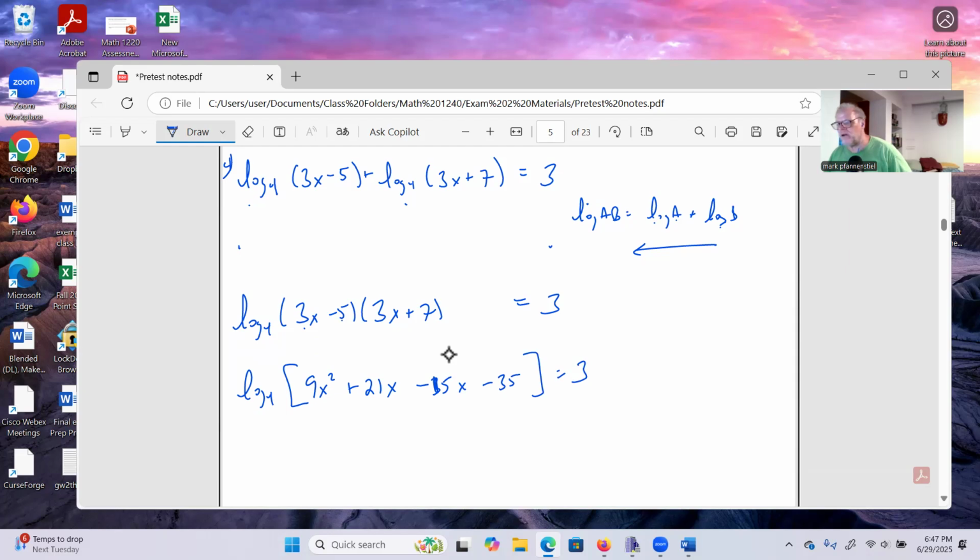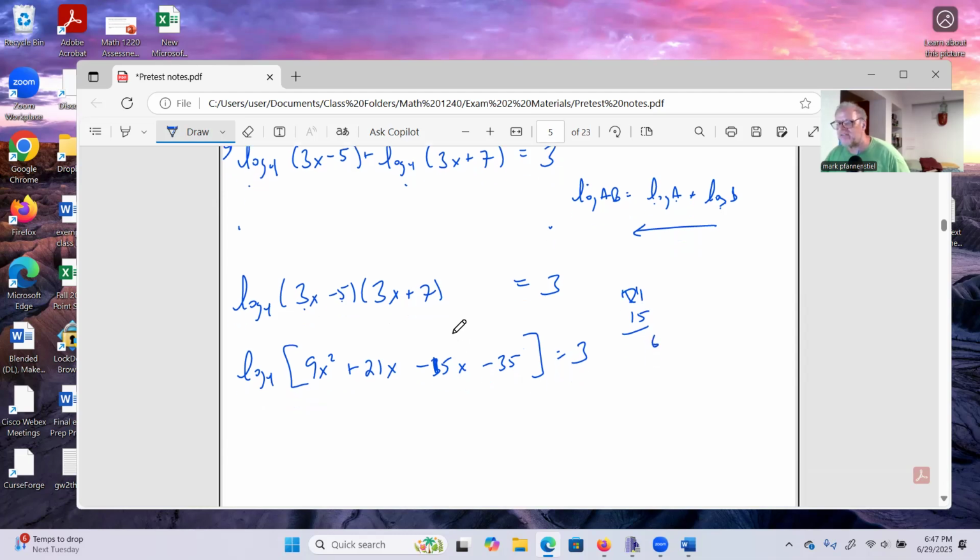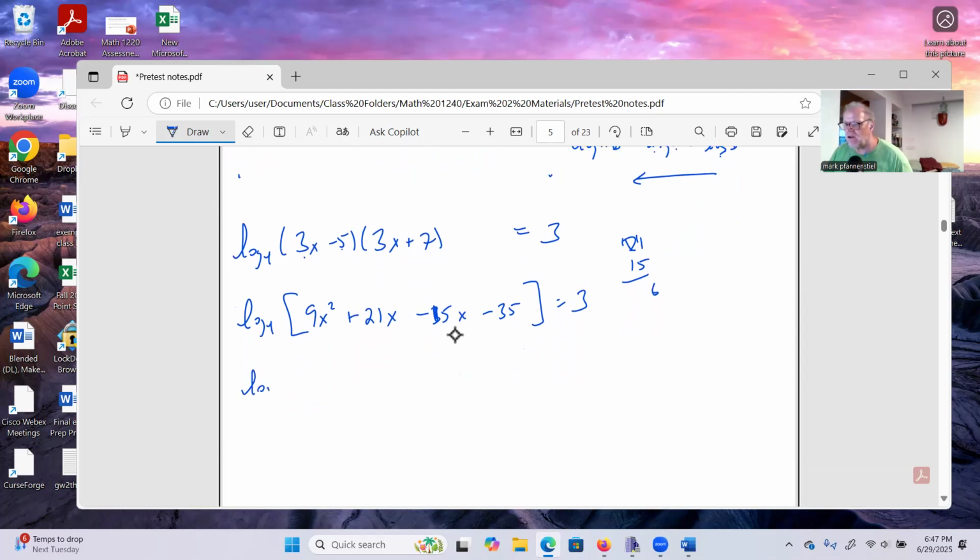Now I've got to do 21 minus 15, which I believe is going to give me a 6. Let's go ahead and double check. Yeah, that's just going to give me 6. So we have log base 4 of 9x squared plus 6x minus 35 equals 3.